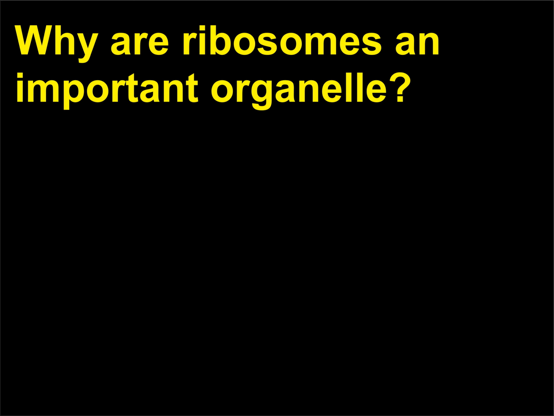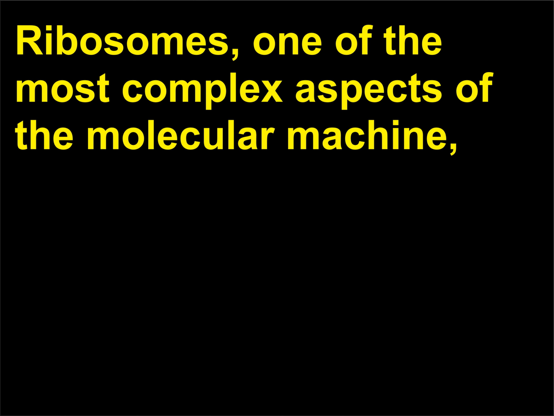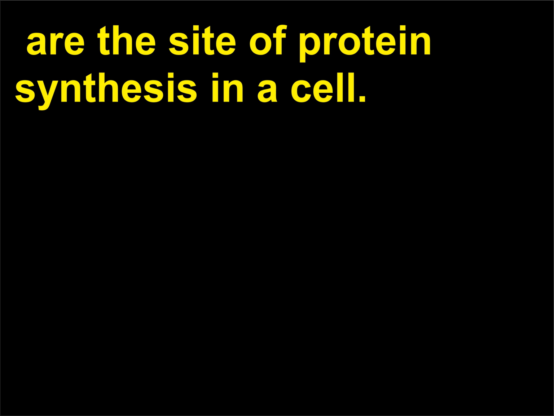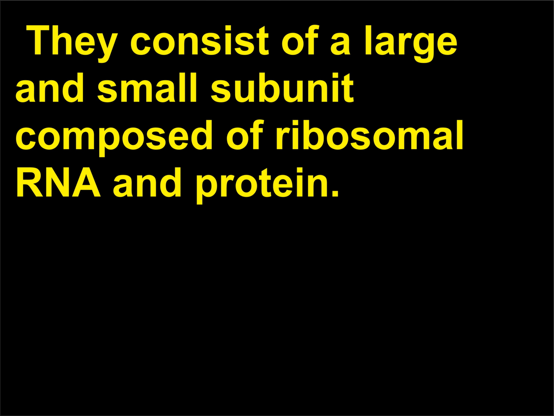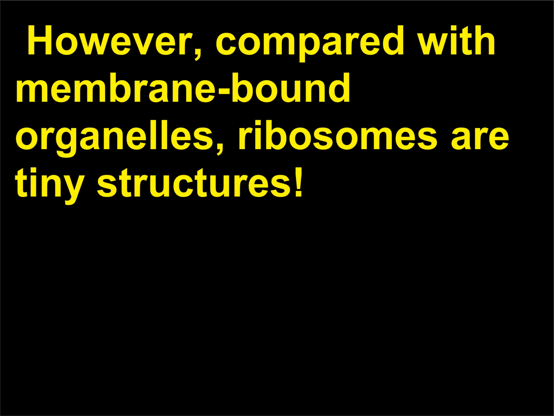Why are ribosomes an important organelle? Ribosomes, one of the most complex aspects of the molecular machine, are the site of protein synthesis in a cell. They consist of a large and small subunit composed of ribosomal RNA and protein. However, compared with membrane-bound organelles, ribosomes are tiny structures.